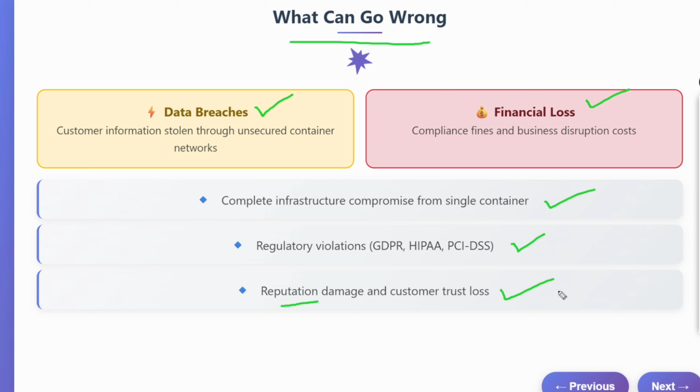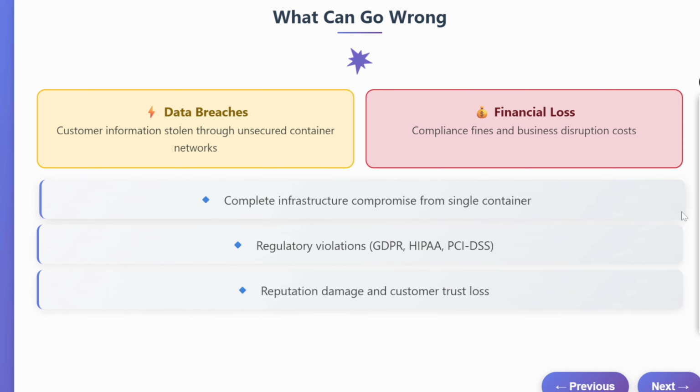Especially after a security failure or data breach, they will lose the customer's trust in that particular brand, and it is very hard to get that trust back again. So those are the key points regarding what can go wrong if we don't follow proper network segmentation and firewalling in Docker.